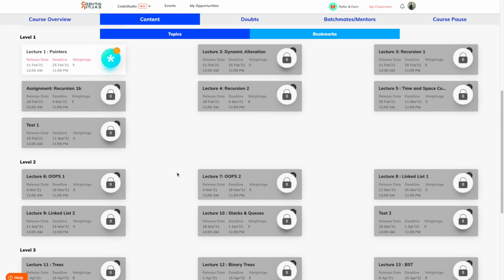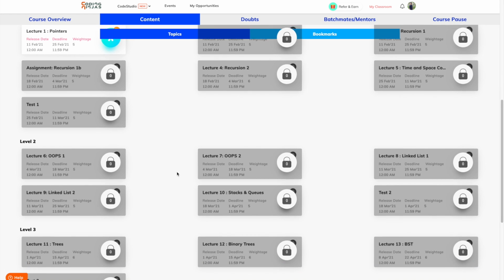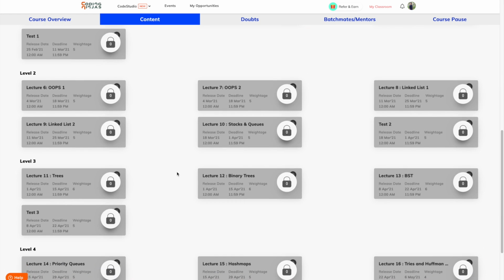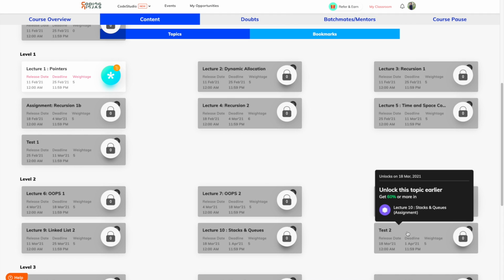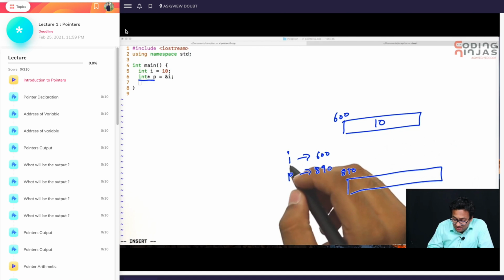Then in level 2, you'll be learning object-oriented programming, linked list, stack, queues. After that, you'll be learning trees, binary search trees. Now, there is something to observe. After every level, they do have a test for that level, so that you can test out how much you have learned. So let's check out one of their topics, that is pointers, under level 1.